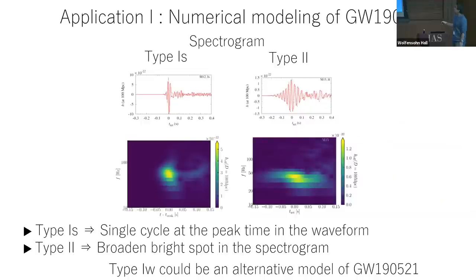We also generated the spectrogram for type 1S and type 2. For type 1S, there is a single cycle at the peak time in the waveform. For type 2, a broad bright spot appears in the spectrogram. These features may not be compatible with GW190521. So we conclude that type 1 could be an alternative model for the binary black hole merger in GW190521.